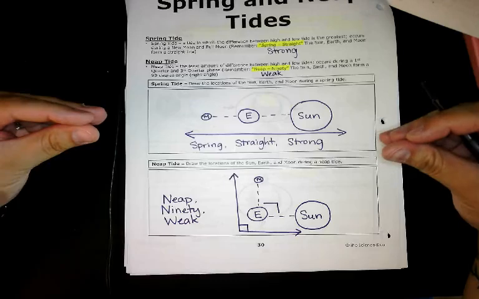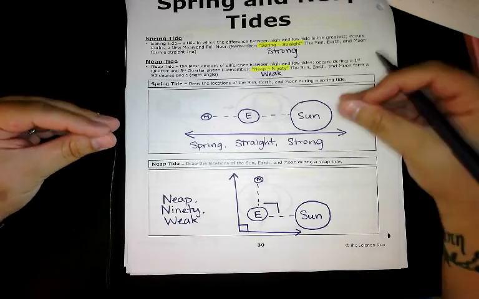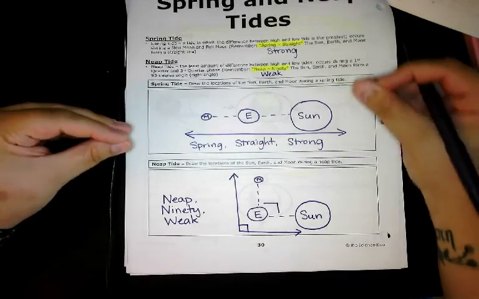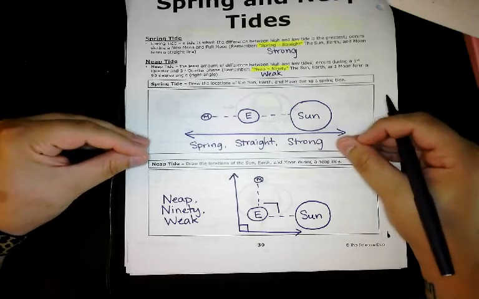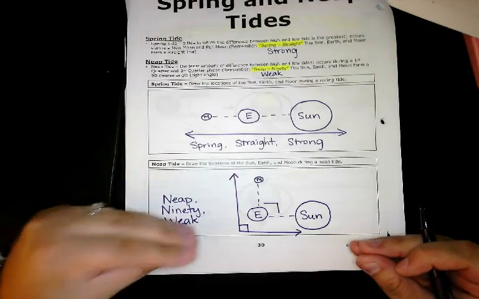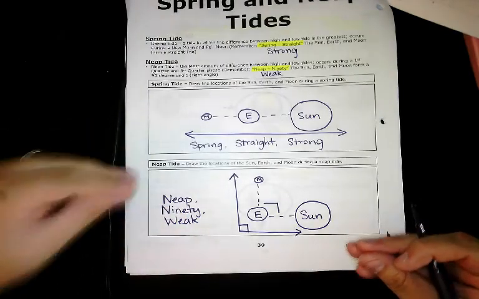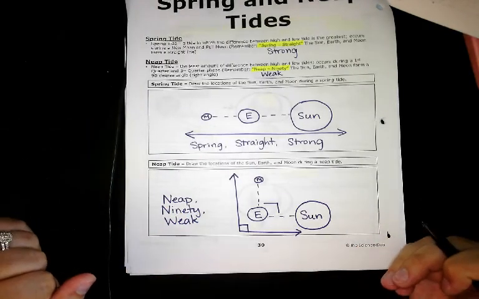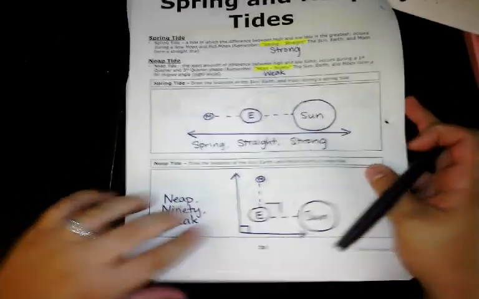So the high tide is higher than normal and the low tide is lower than normal. Neap 90 weak. Right? They're working against each other so it's weaker. Right? It doesn't pull the water as much. Okay? Got it?